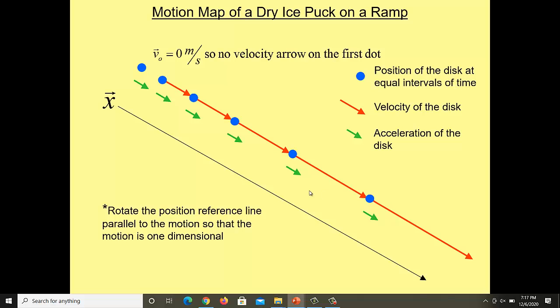Now, I'm not going to ask you to get as technical as mine are, but if you take this arrow and add this arrow, you basically get that velocity arrow. And then if it gets that much bigger, you get that velocity arrow, and so on. But I'm not going to ask you to get a ruler out and make these perfect. It's just the general pattern that we're looking for when we're making motion maps of uniformly accelerated motion.